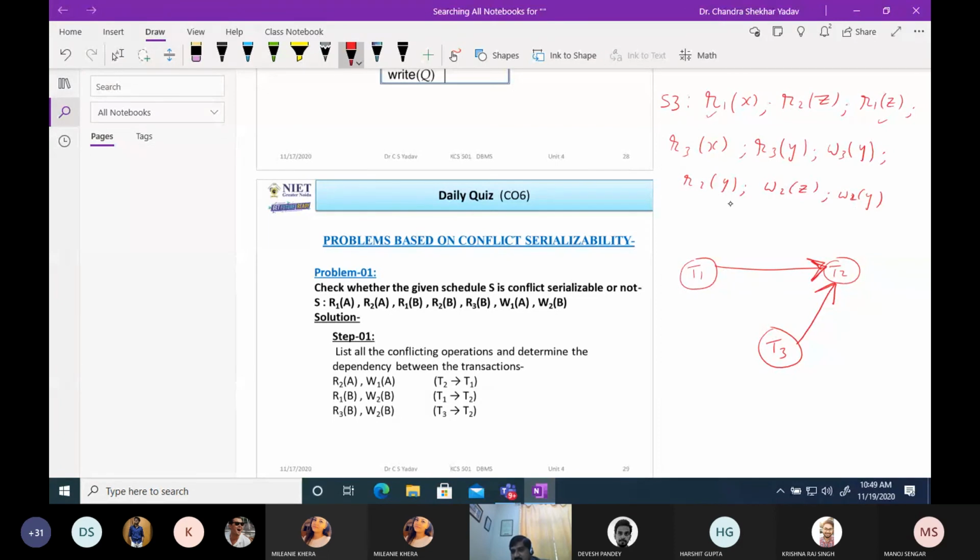Here within the same transaction, read and write, no conflict. Why? Because T2 performs a read operation on Y and T2 performs a write operation on Y. Then no conflict. And here different data item, no conflict. So there is no cycle.